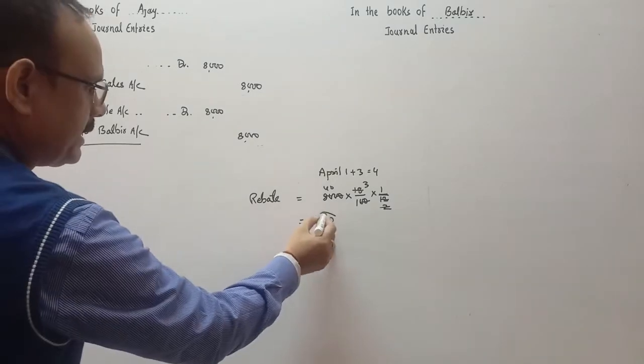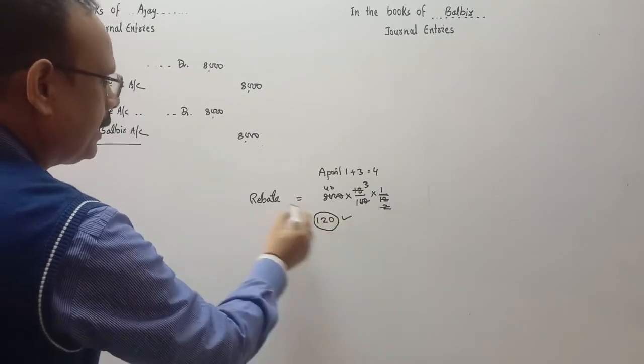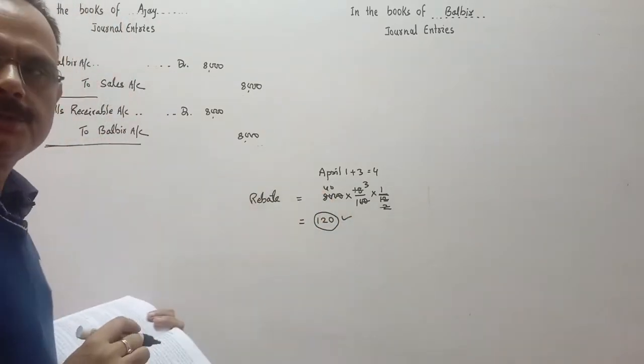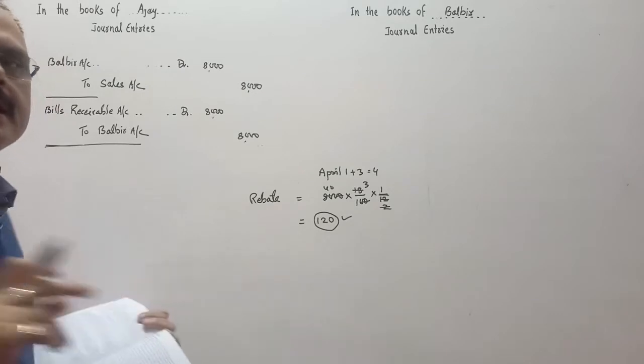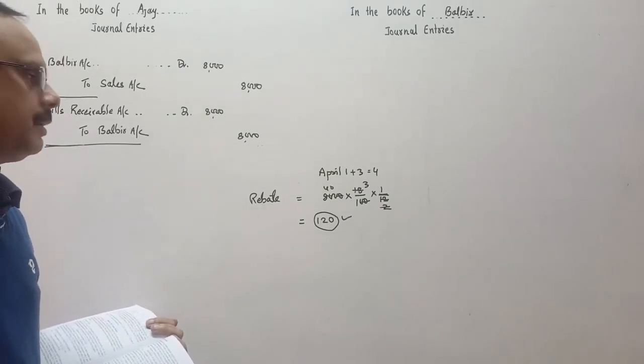Is it clear? This one is clear. Rebate is 120. You do this calculation in the working note.